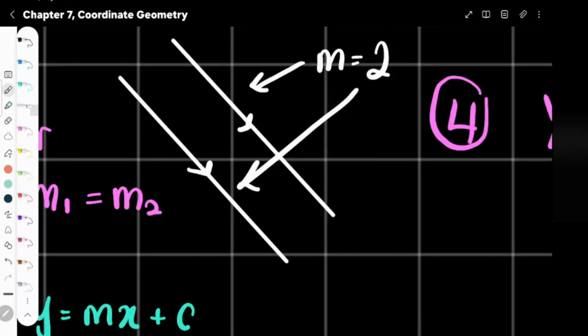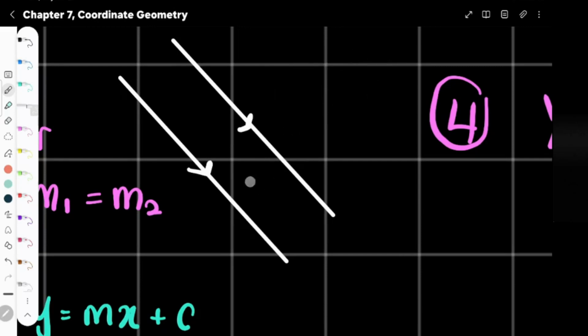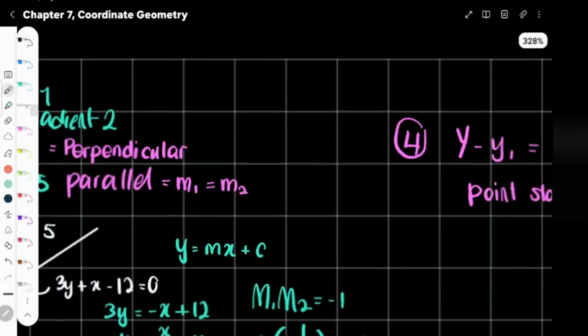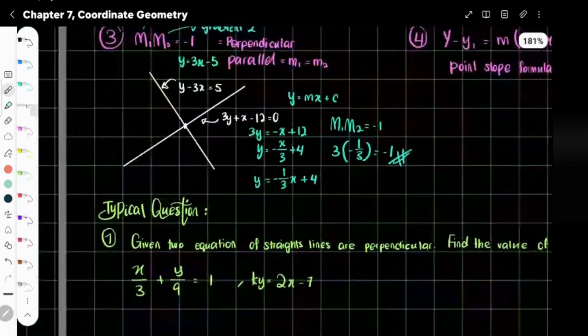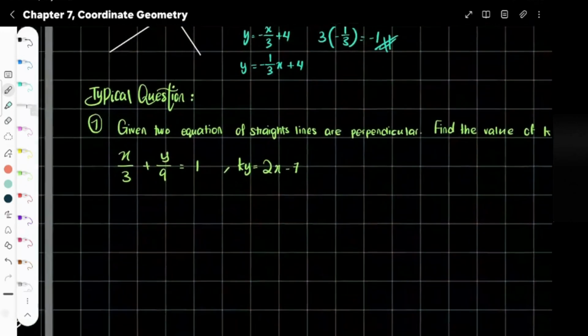So that we can immediately come up with the equation for them. You probably don't understand what I'm saying, but don't worry, later we'll understand. So far very easy, right? Now, let's do this typical question.